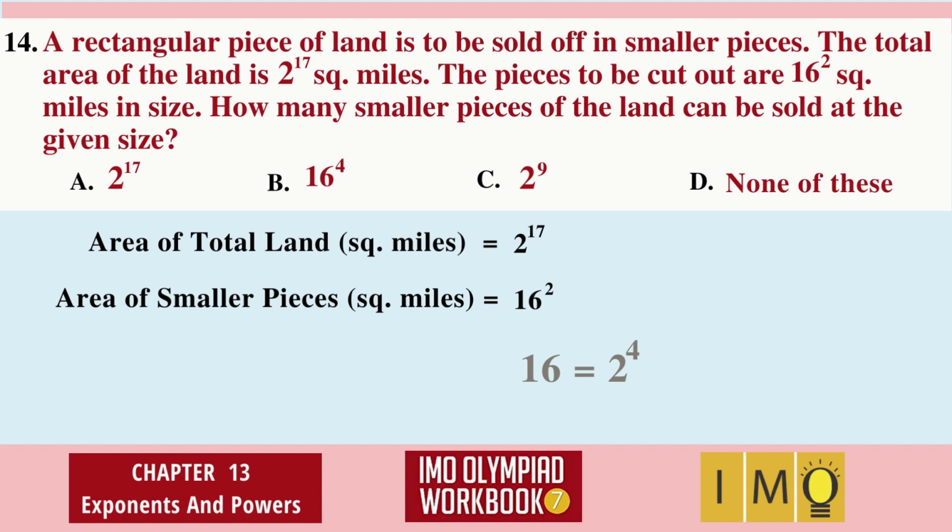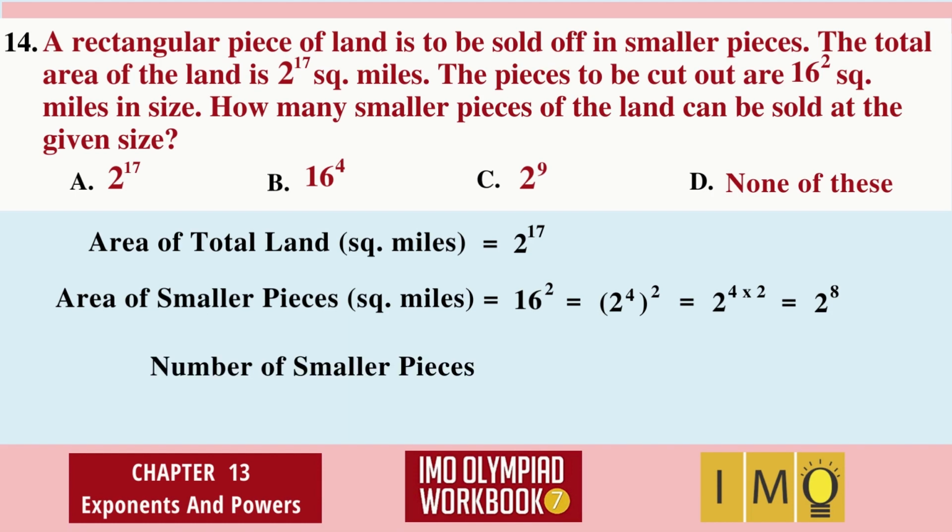So 16 square becomes 2 to the power of 4 the whole square, which is 2 to the power of 4 into 2, or 2 to the power of 8. Now let's find what we are asked for. The number of smaller pieces of land. This is done by dividing the area of the total land by the area of the smaller pieces.